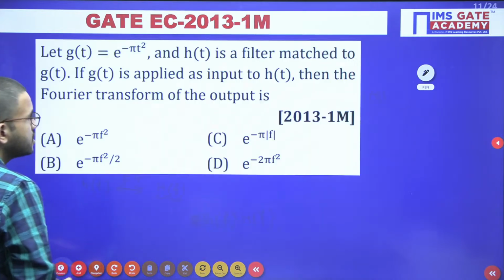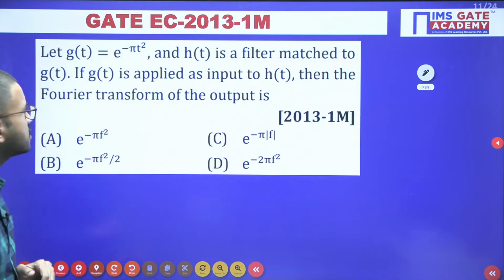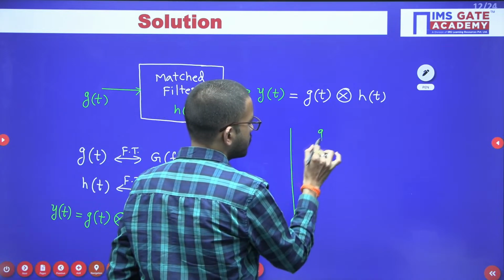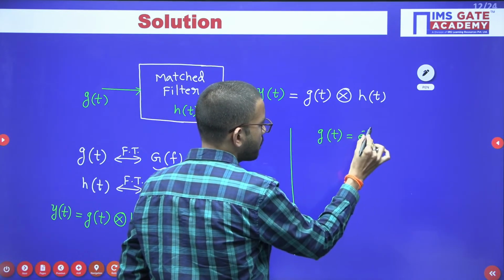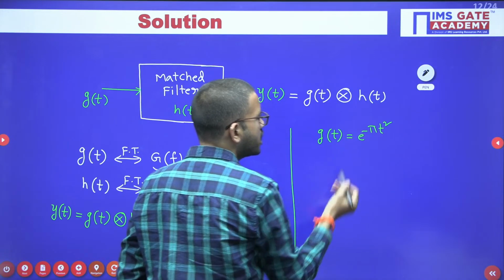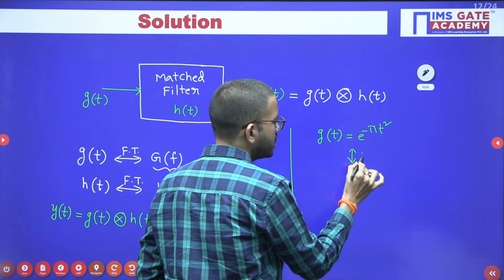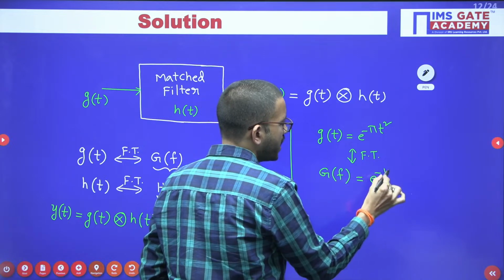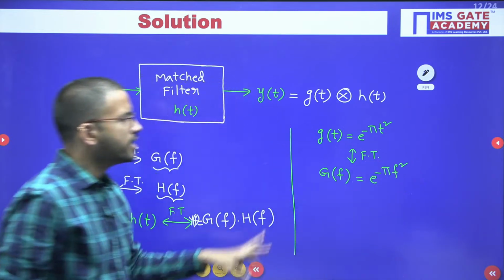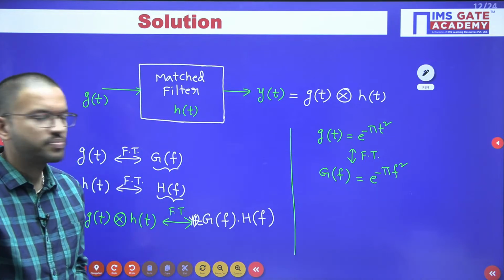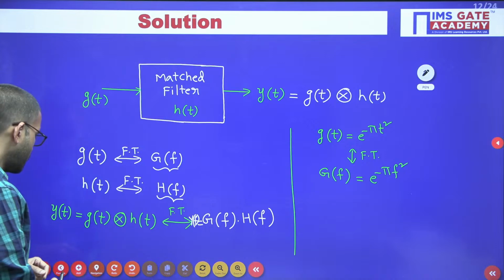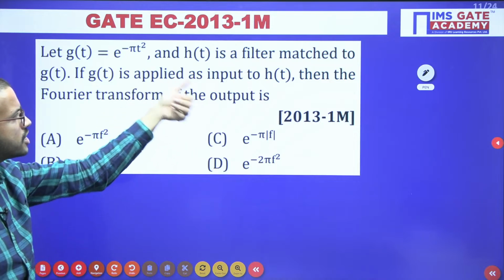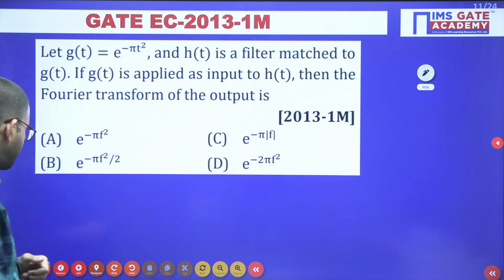So in this question they have given g of t as e power minus pi t square. So that means for this particular signal, if you apply Fourier transform, you will get G of f as e power minus pi f square. Regarding this property, you might have studied in the signals and systems subject. And in this question they have mentioned h of t is matched to g of t, right?